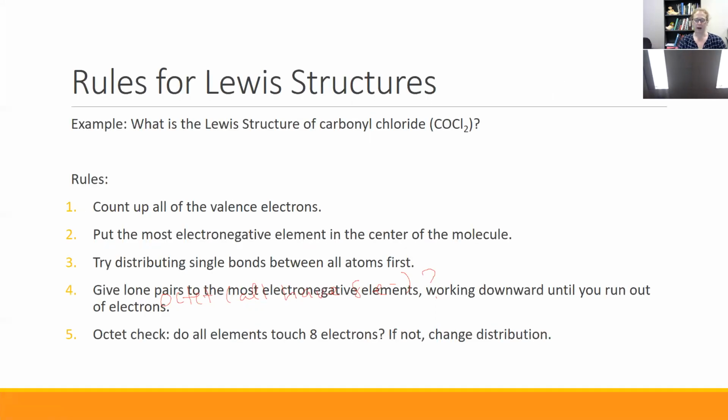So coming back to our original set of rules for the Lewis structures, like I said, it's this octet check that I really want to look at, and I want to learn about formal charge. So here's an example. This particular one is carbonyl chloride, COCl2.